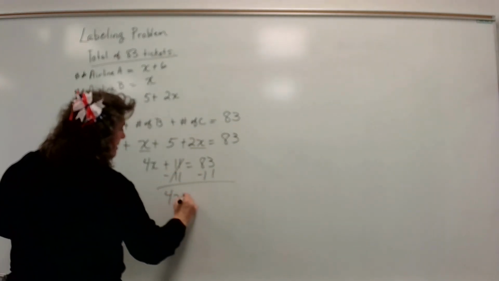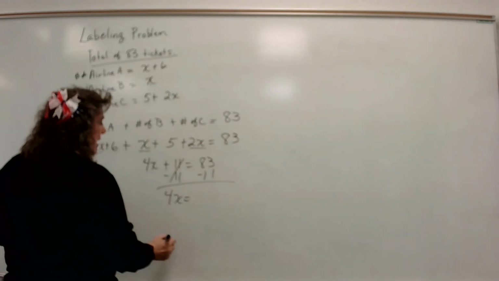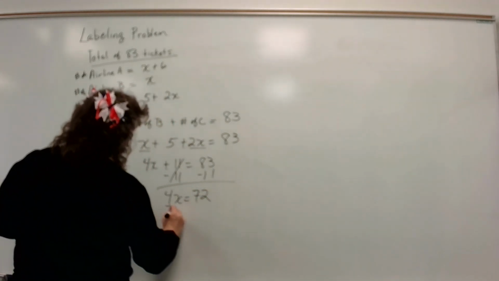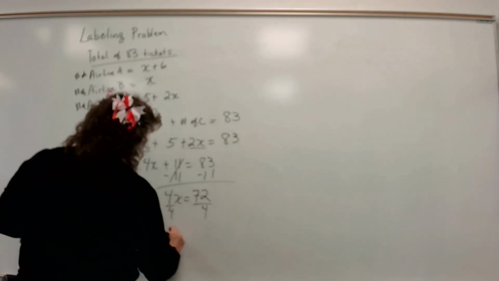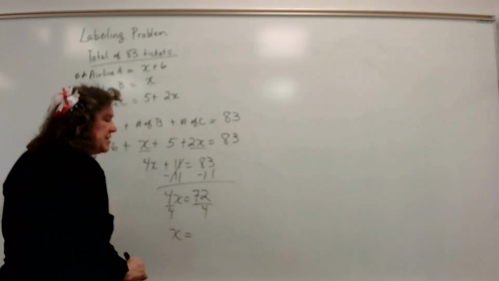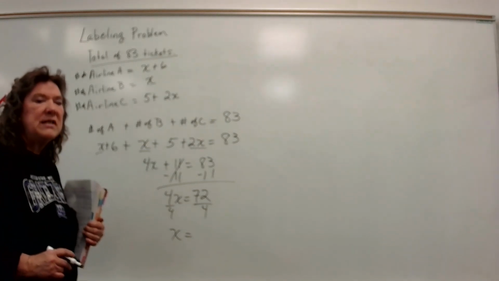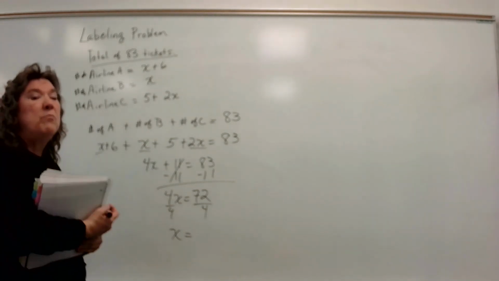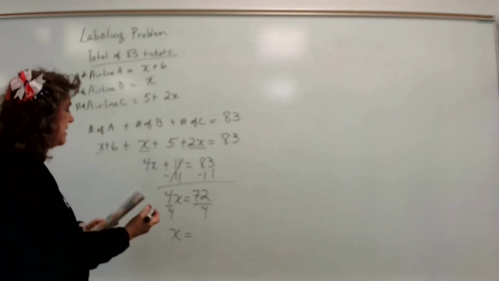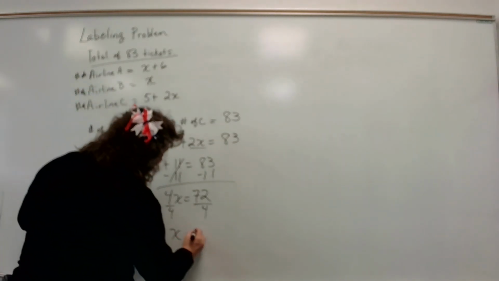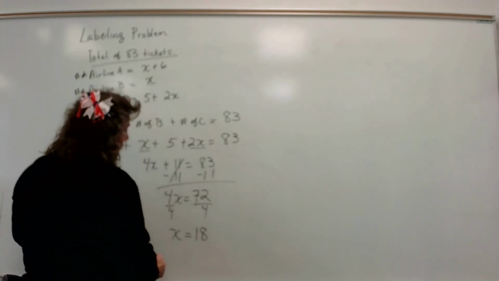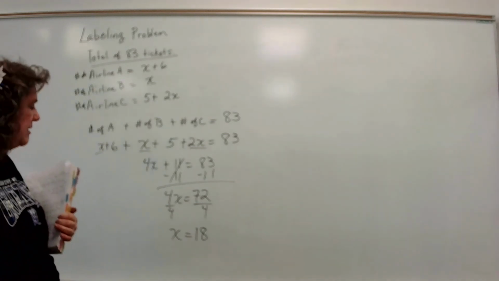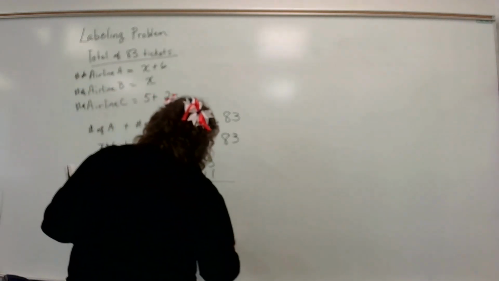Leaves you 4x is equal to 83 minus 11, which would be 72. Divide by 4. Now remember, we're talking about number of tickets. So if we end up with a decimal, we have a mistake somewhere, because you can't have part of a ticket. You have to have whole tickets. 72 divided by 4 is 18. Goes in ones, carry my 3, and 4 into 32 is 8. So we have 18 tickets.